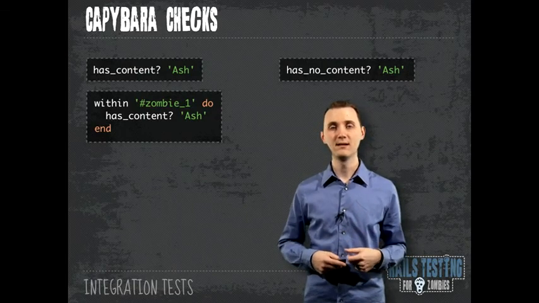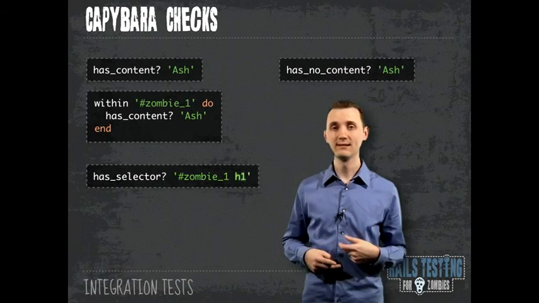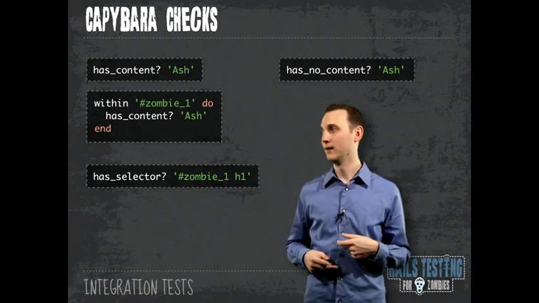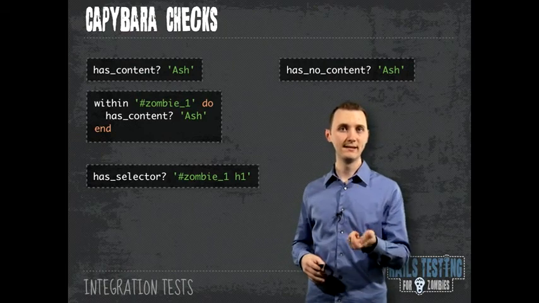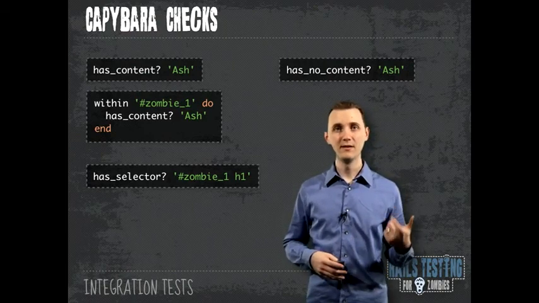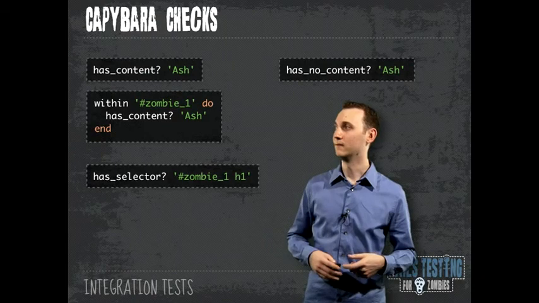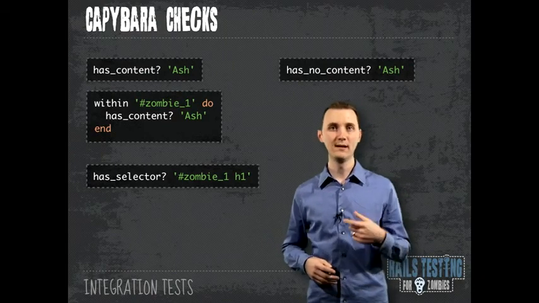Along with hasContent, Capybara provides us with hasSelector. In this case, rather than giving it text, we can give it a CSS selector, and it can find an element on the page by that selector. So here we have the ID of zombie1 with an h1.